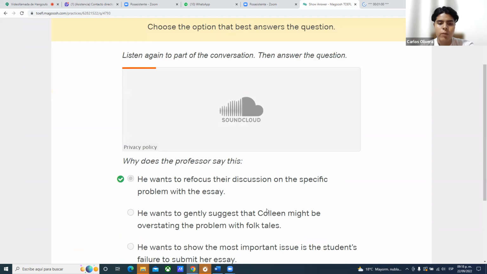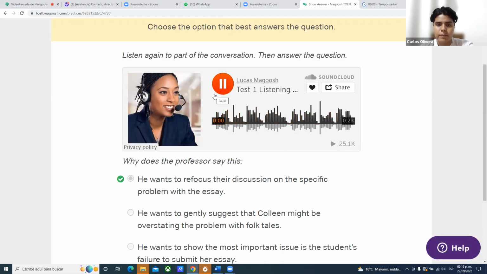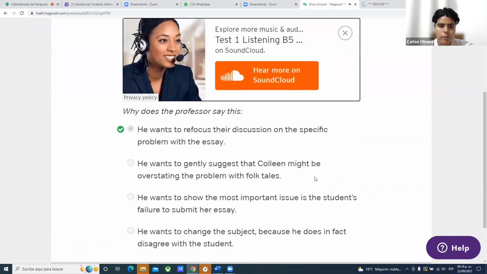And now, this one was also correct. Why does the professor say this? Listen again to part of the conversation: "The issue isn't that I disagree with you, Colleen." Right? So he wants to refocus their discussion on the specific problem with the essay, right? So he's saying that, well, I like this part, the student, right? Because I think the student was confused at the beginning, thinking that there was a particular part that the professor didn't like, when it was another part, the one that he didn't enjoy, right? So he's saying, I actually like this about your paper. So now let us discuss what I am actually disagreeing with and what I consider to be wrong so that you correct it later. So in this case, as I said, refocusing or redirecting the conversation to the specific problem with the essay that he wants to comment on with his student, right? I think that is the correct answer.